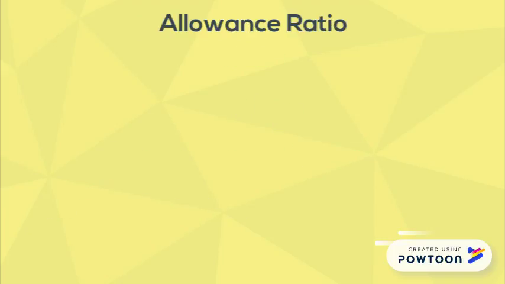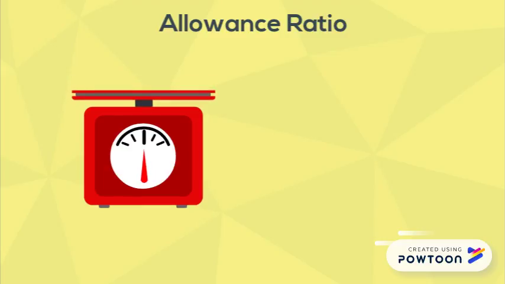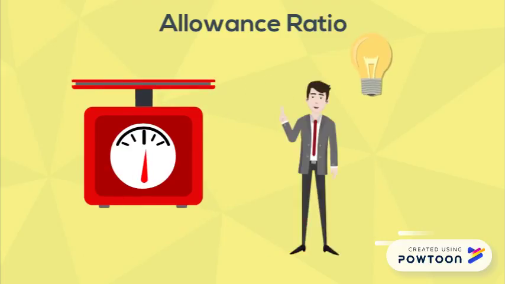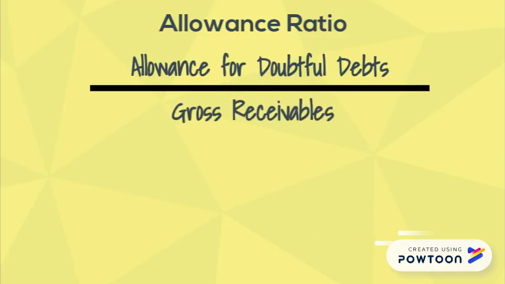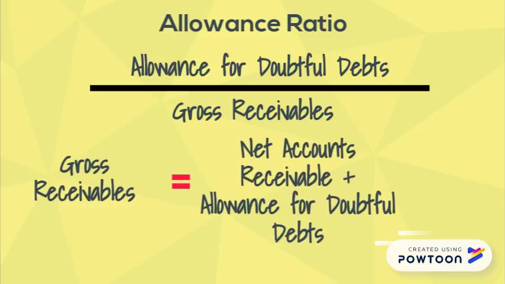Additionally, a company can also use the allowance ratio to measure the amount of receivables that they predict to be uncollectible in the future. This is calculated by dividing allowance for doubtful debts by gross receivables, whereby gross receivables is net accounts receivable plus allowance for doubtful debts.